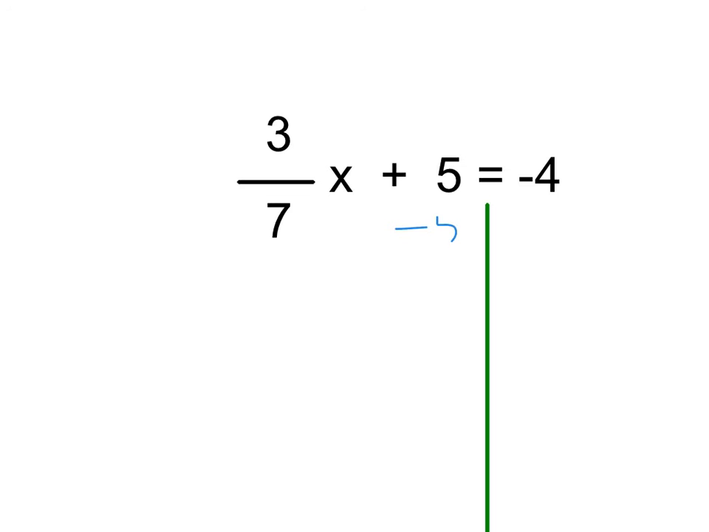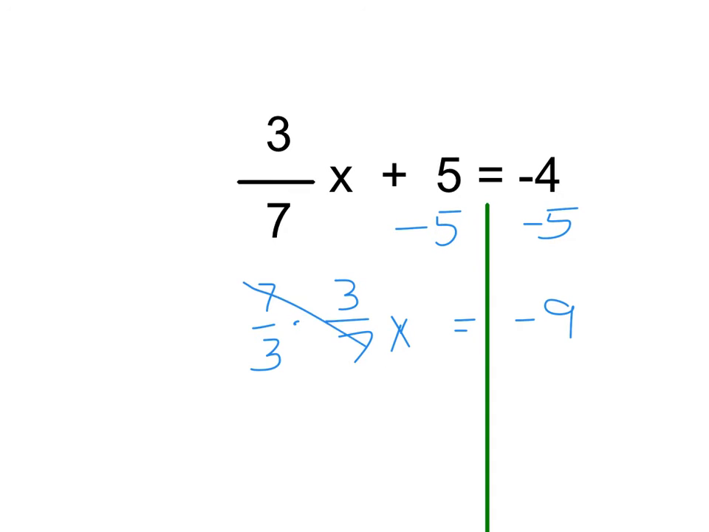So we'd still start again the same way, get rid of addition, subtraction first. In this case, we subtract 5 to get rid of the plus 5. We'd have the 3/7 x equals now negative 9. Well, really, this is like two different things happening, right? 3 times the x and divided by 7. So we can get rid of both at once by using the reciprocal, right?